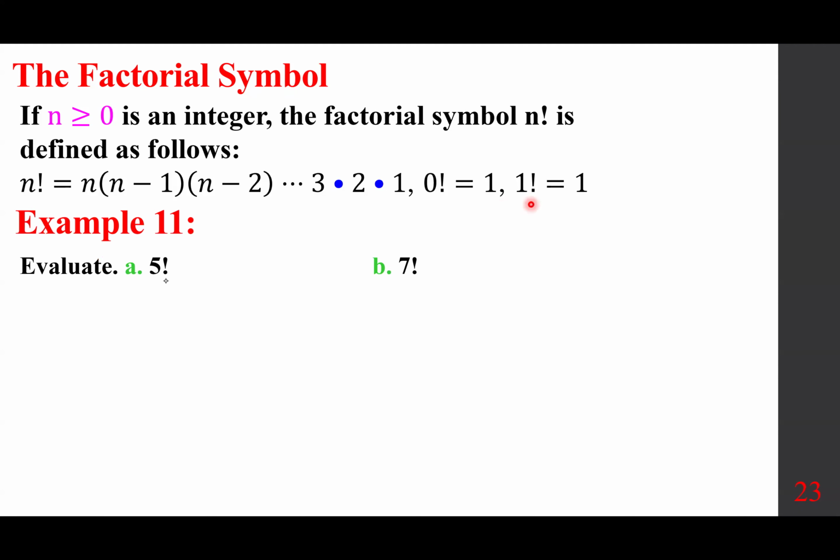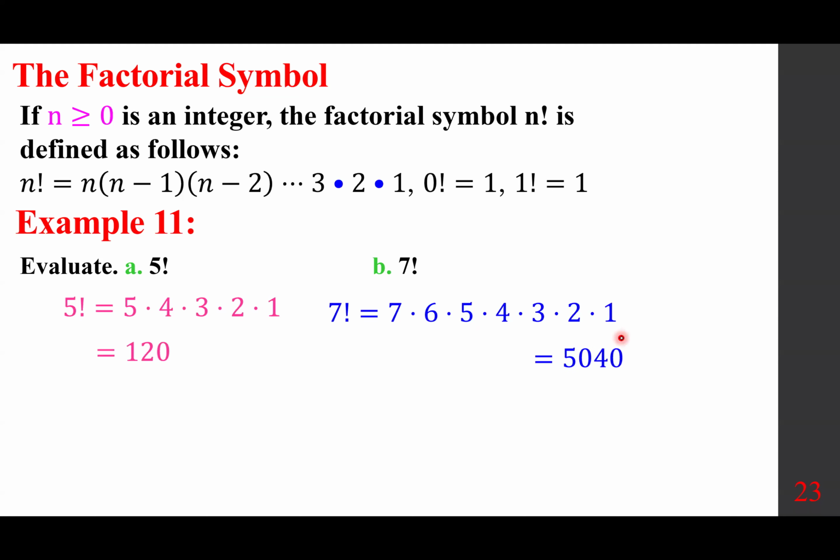For example, 5 factorial means 5 all the way to 1. 5, 4, 3, 2, 1, multiply. 5 times 4 is 20, times 3 is 60, times 2 is 120. 7 factorial means 7 all the way to 1. Multiply 7 all the way to 1. That's the meaning of it, everybody. And so you multiply and you get 5,040 in essence.